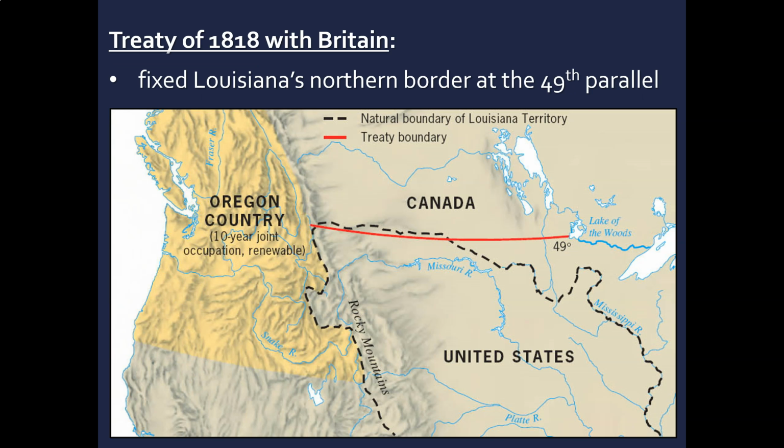Back in North America, we are going to sign a treaty with Britain called the Treaty of 1818. What this does is it decides where the Louisiana Territory ended and where Canada began, and we decided to use the 49th parallel as the dividing line. So we're going to lose a little bit of territory here, but not a big deal, really.